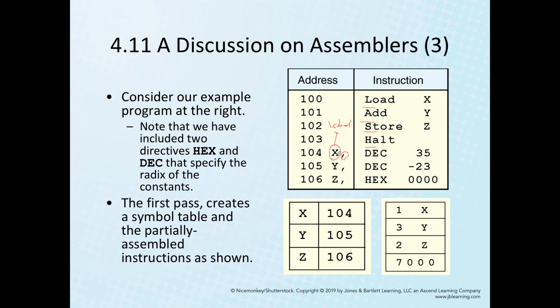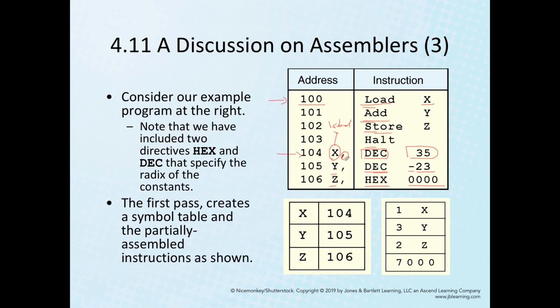So what it does is X, comma, and DEC means decimal. At this location, decimal 35 is stored in the MARIE computer memory. Then Y, comma means at that location, decimal negative 23. And then Z, comma, HEX means hexadecimal 0 is stored there. Suppose we give this example program beginning at address 100. At address 100, we have load X, and then at 101 add Y, store Z, and then halt.